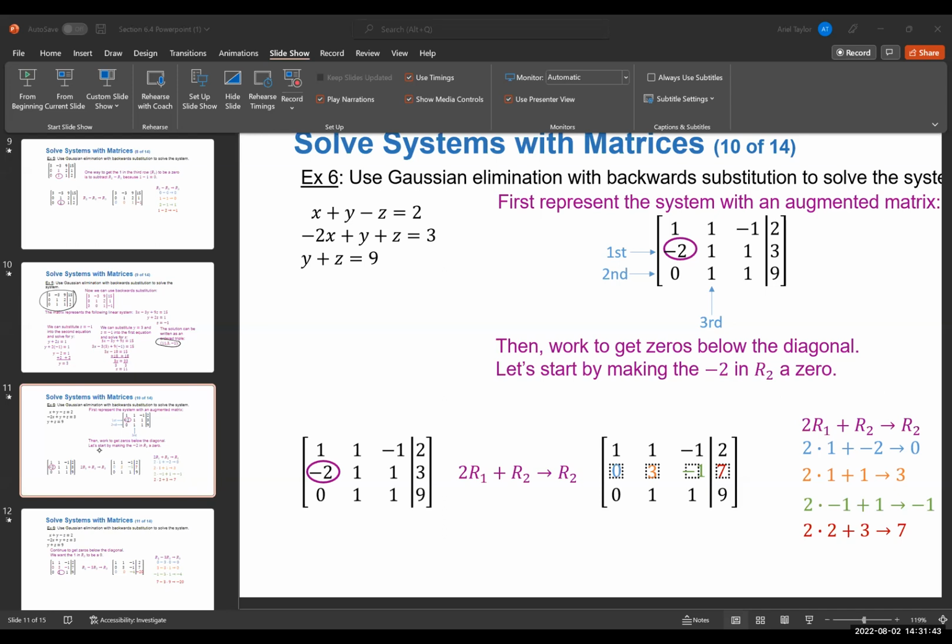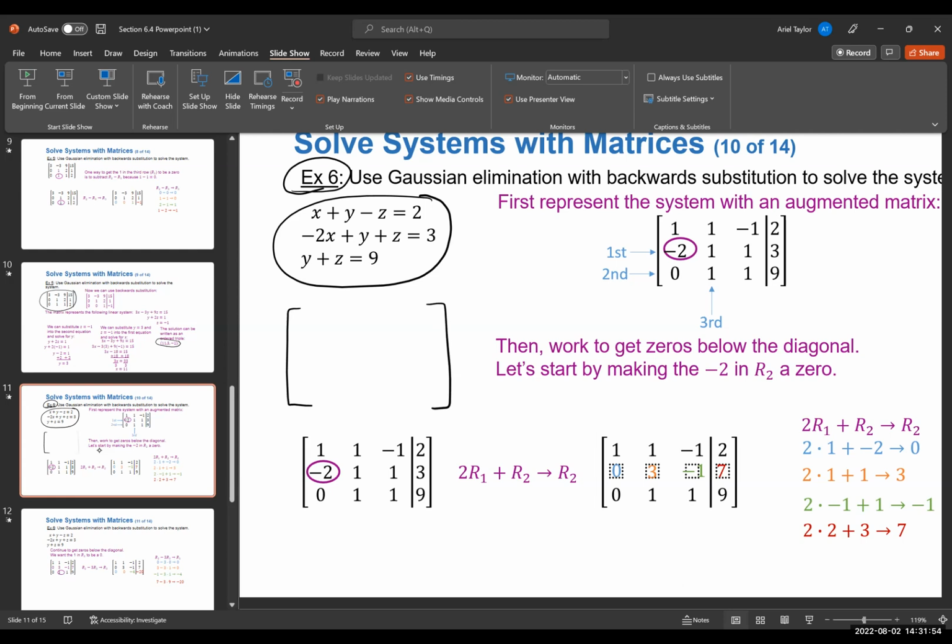So example 6 is one of the ones that's the same, but it's given to us as a system. So we need to, again, use that knowledge of the coefficients to create the augmented matrix. So in here, we'll have 1, 1, -1, 2, because that's where these came from. -2, 1, 1, 3. 0, there is no X. 1, 1, 9. And that is your augmented matrix that you're going to use to solve the system. So you're going to go back into the equation solver and type in those numbers.